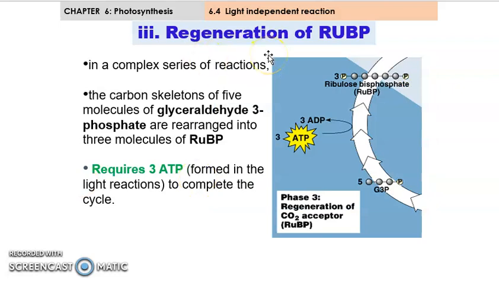Okay. So the last step is a regeneration of RuBP. Okay. So in a complex series of reactions, the carbon skeletons of 5 molecule of glyceraldehyde 3-phosphate are rearranged into 3 molecules of RuBP. Okay, so maksudnya dekat sini, kita tengok based on bilangan carbon. So kita ada 5 molecule glyceraldehyde 3-phosphate. So glyceraldehyde 3-phosphate is a molecule that has 3 carbon. So kalau kita kira jumlah bilangan karbon yang ada pada molekul ni, 5 darab dengan 3, so dia akan ada 15 karbon. Okay, so kita nak regenerate semula molekul yang ada 5 karbon, which is ribulose bisphosphate.